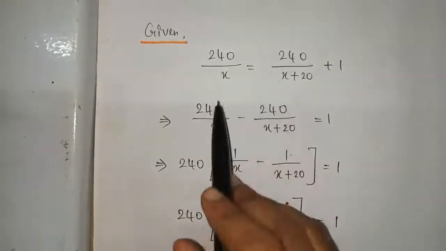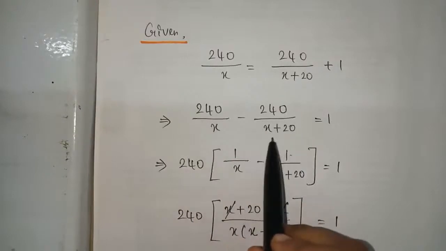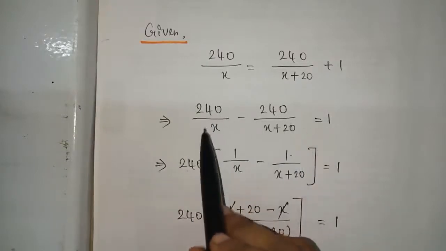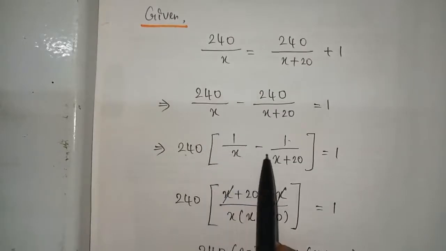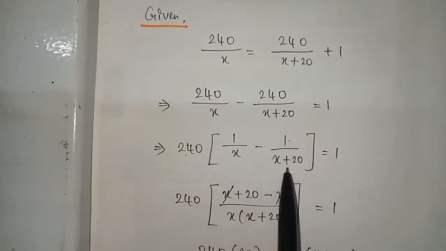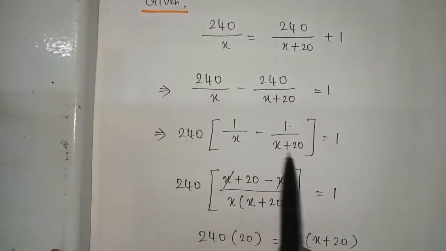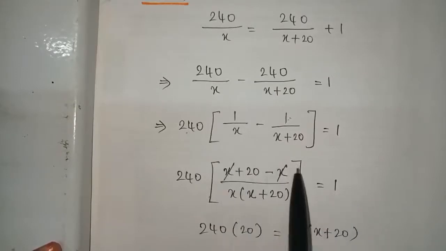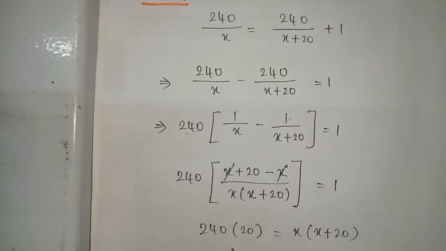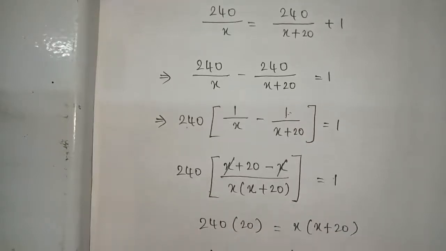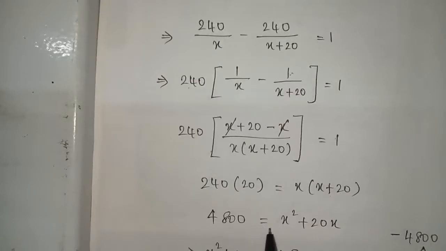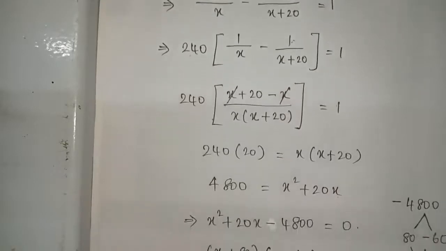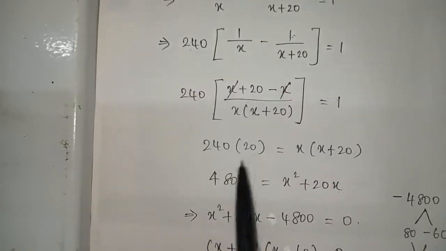So we are shifting this to the left hand side. 240 by x minus 240 by x plus 20 is equal to 1. We are taking 240 common out. So remaining 1 by x minus 1 by x plus 20 is equal to 1. Cross multiplication: 240 into x plus 20 minus x divided by x into x plus 20 is equal to 1. Plus x minus x gets cancelled. So 240 into 20 is equal to, cross multiplication, x into x plus 20. 4800 is equal to x into x is x square, x into 20 is plus 20x. So x square plus 20x, we are taking 4800 to the right hand side, minus 4800 is equal to 0.